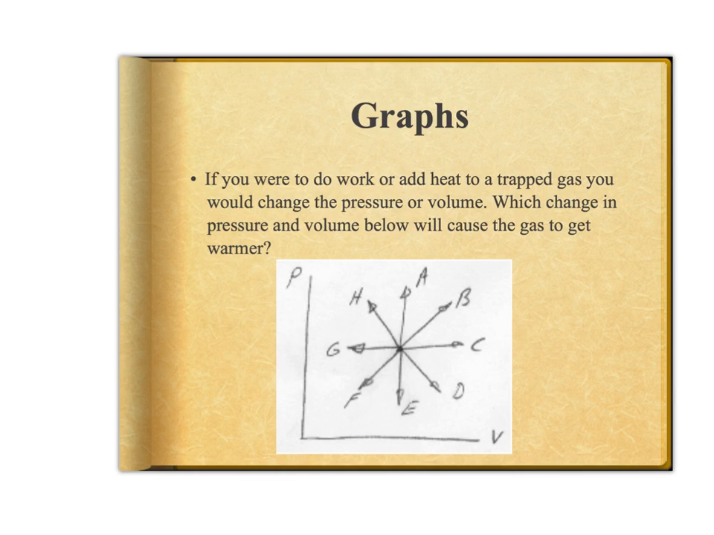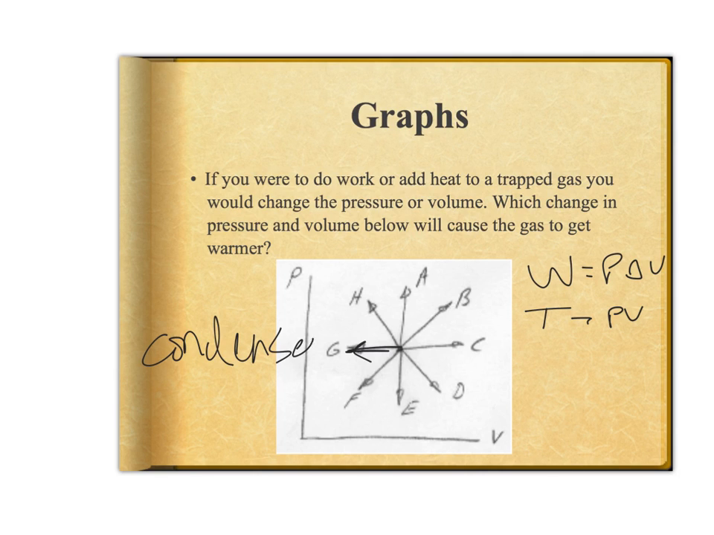All right, if we do work or add heat to the trapped gas, you would change the pressure volume. Which change of pressure volume would cause the gas to get warmer? All right, so let's look at work equals pressure times change in volume, and also temperature equals pressure by volume. Okay, so if we are moving in this direction here, this is negative volume increase, so that means we're compressing it. So if we are compressing the volume, right, this would be work done to the system, right? But it could mean that it's decreasing because the temperature is decreasing, right? So if you just imagine, like if you cool down a gas, what does it do? It condenses, right? And when it condenses, the volume is going to decrease, right?